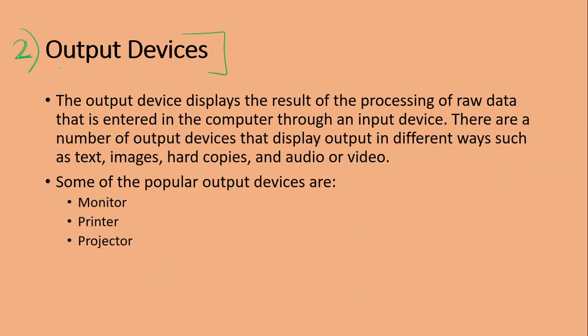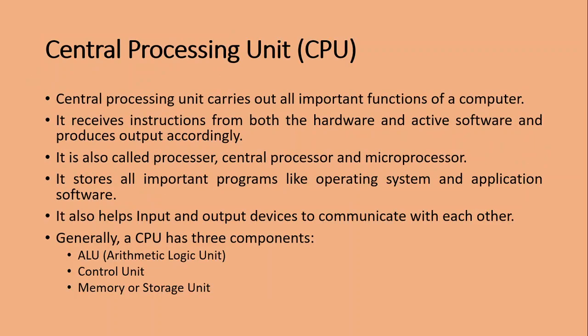So output devices, the meaning of output devices: they display the result of the processing of the raw data that is entered in the computer through an input device. So that is the function of the output devices. There are a number of output devices that display output in different ways, such as text, images, hard copies, and audio and video. So we have different types of output. For example, the popular ones are the monitor, the printer, and the projector. So these are the output devices we can use.